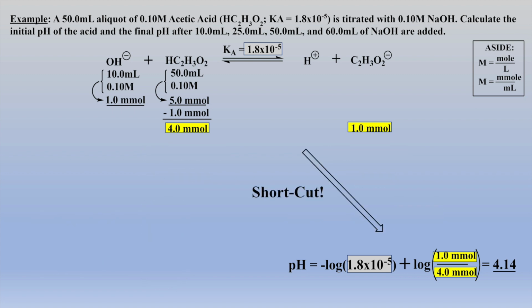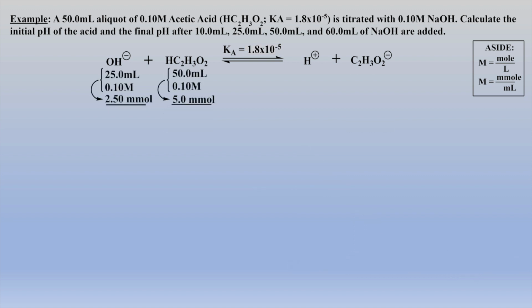This shortcut demonstrates that we can simply plug quantities of millimoles calculated in the pre-equilibrium step directly into the Henderson-Hasselbalch equation to even more quickly calculate the final pH. Now let's add 25 milliliters of sodium hydroxide to acetic acid.